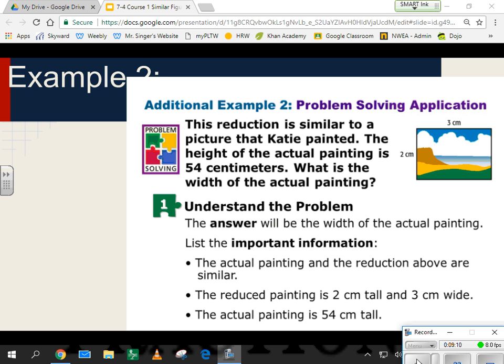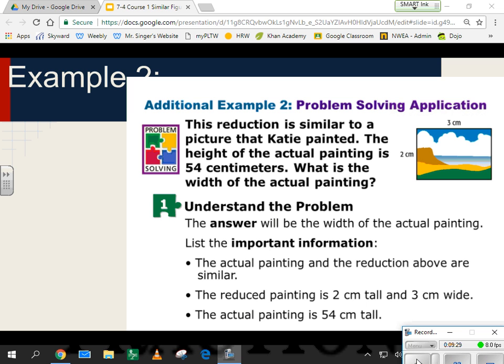So Katie painted the height of an actual painting that was 54 centimeters, not a height on this one of 2 centimeters. So what is the width of the painting? Well, what's some of the stuff that we understand? Okay, how are we going to be able to answer this?